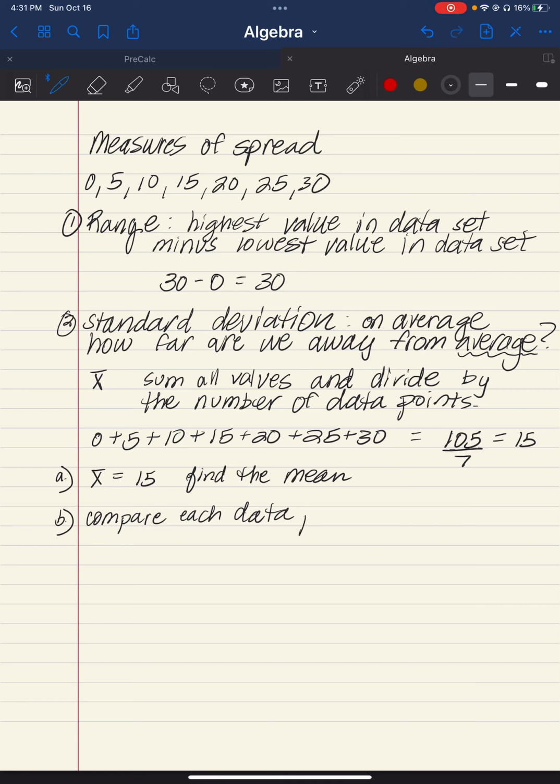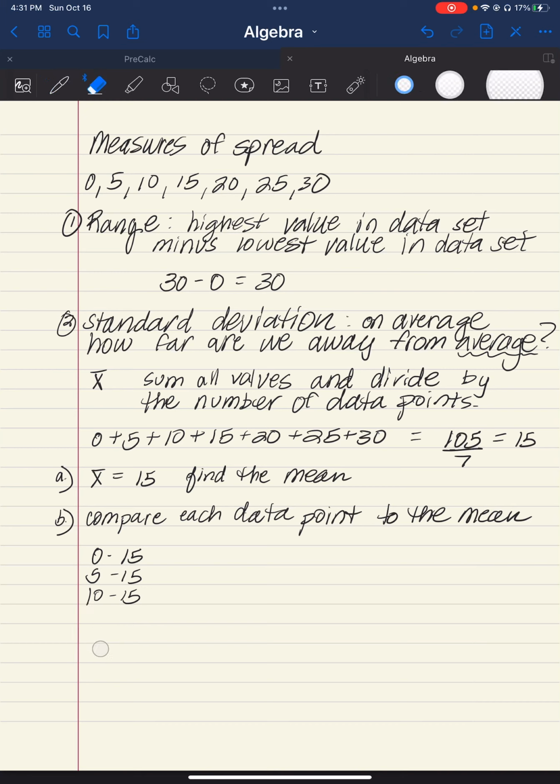Compare each data point to the mean. And we said that compare means subtract. So we're going to take each one of these values and subtract the mean. 5 take away 15, 10 take away 15, 20 take away 15, 5 take away 15, and 30 take away 15. 1, 2, 3, 4, 5, 6. What am I missing? Oh, I forgot a 15. Mistakes are fine. 15 take away 15. 20 take away 15.